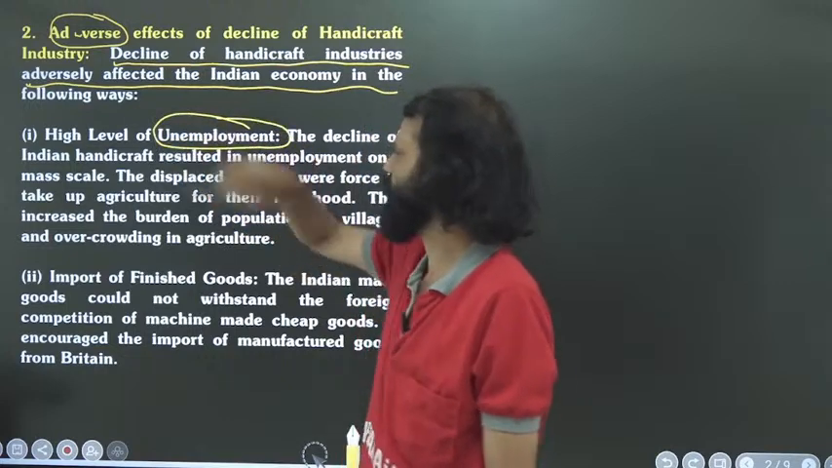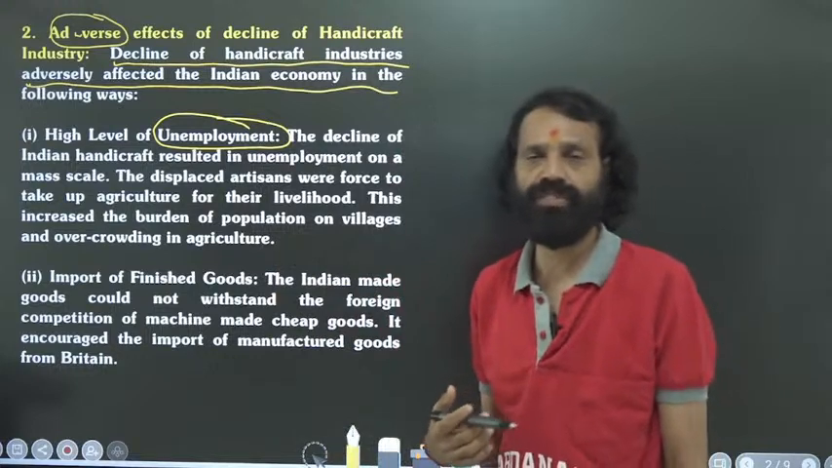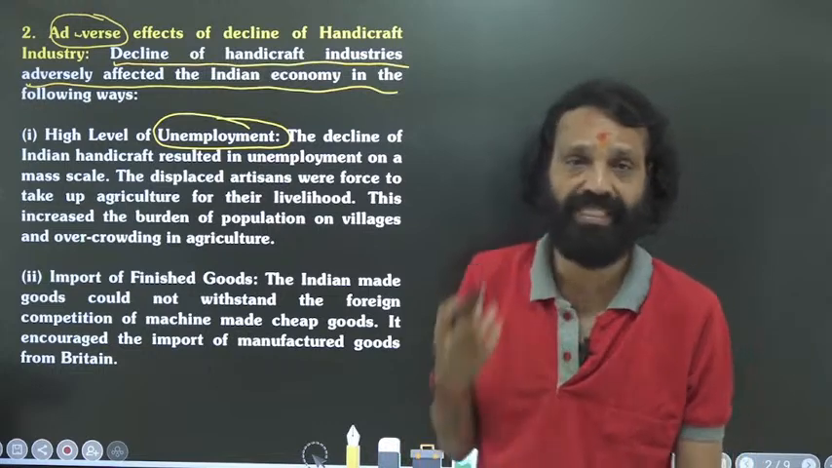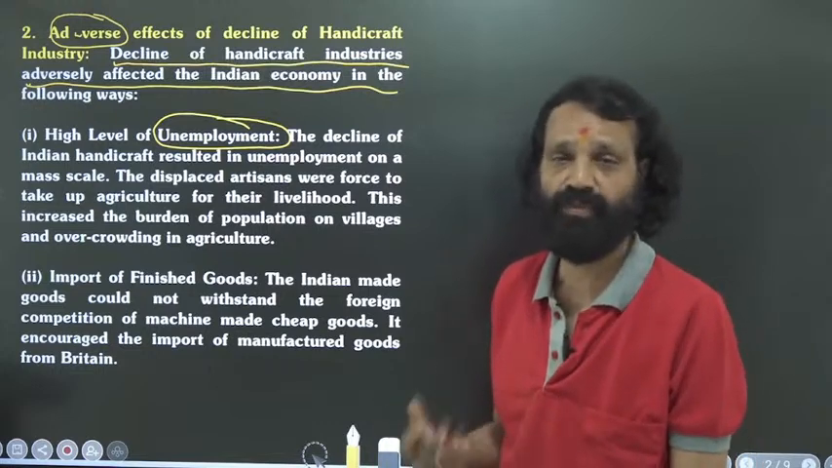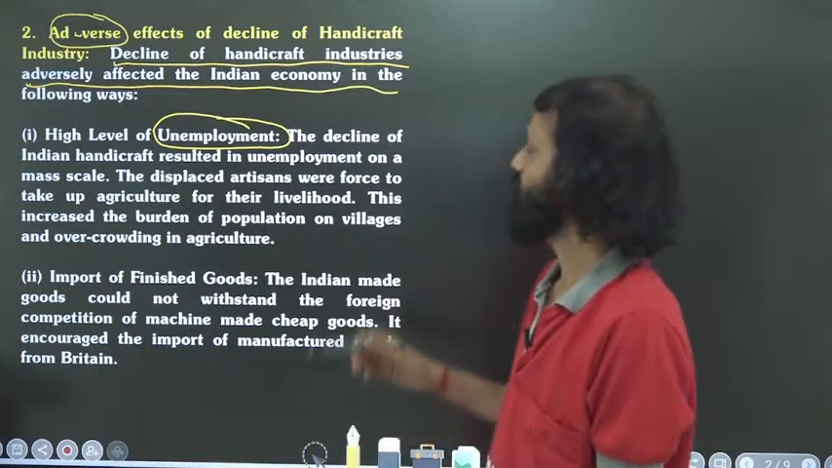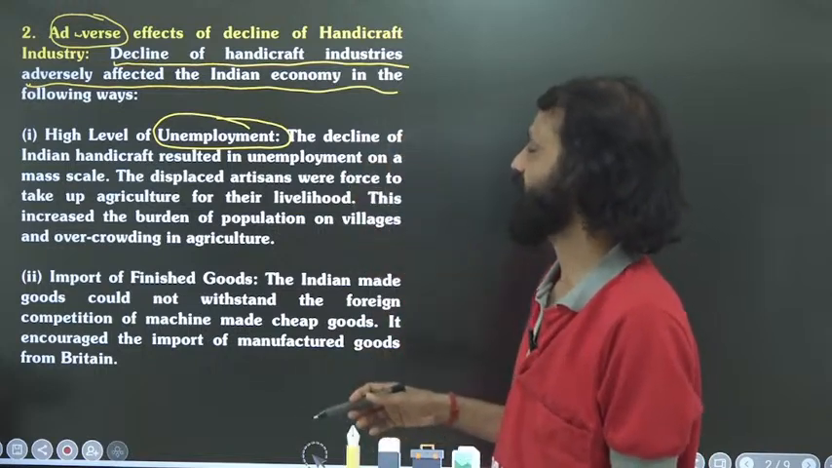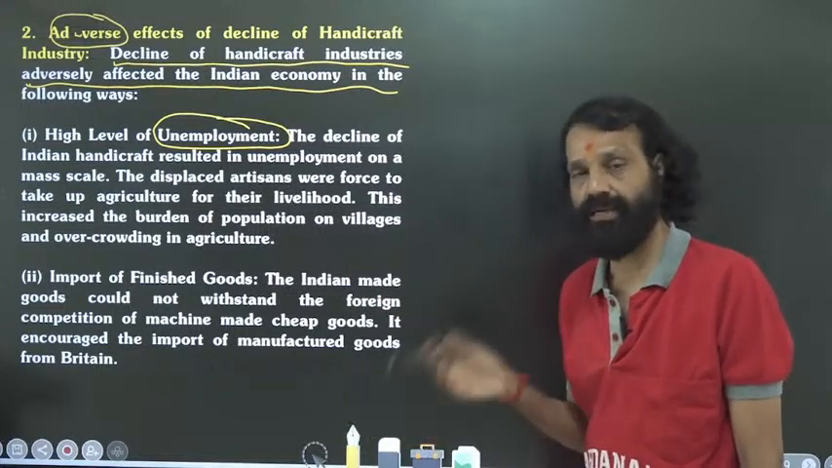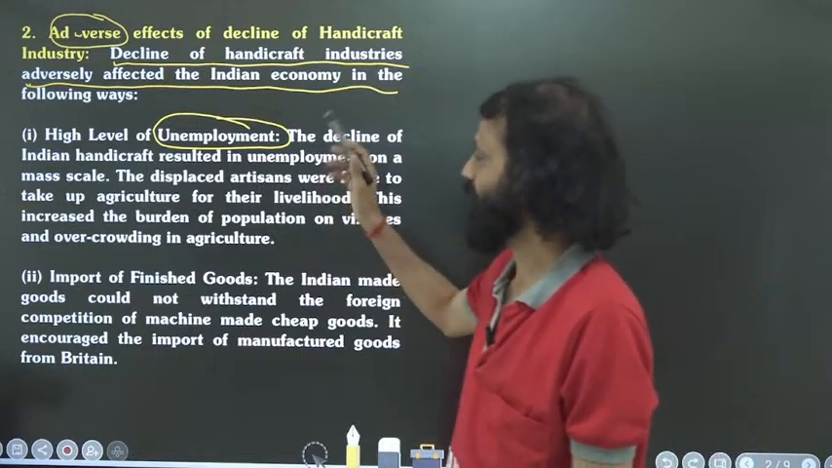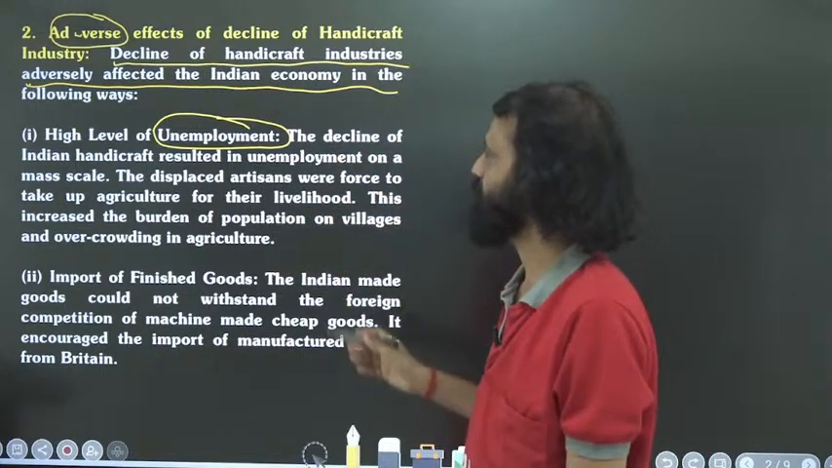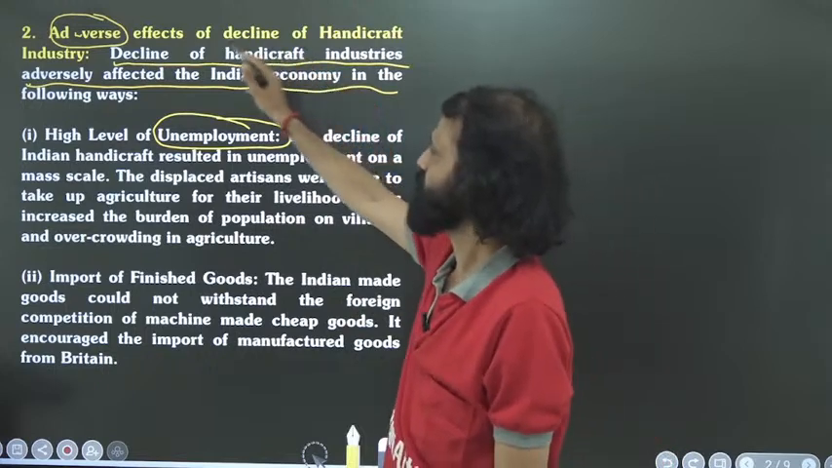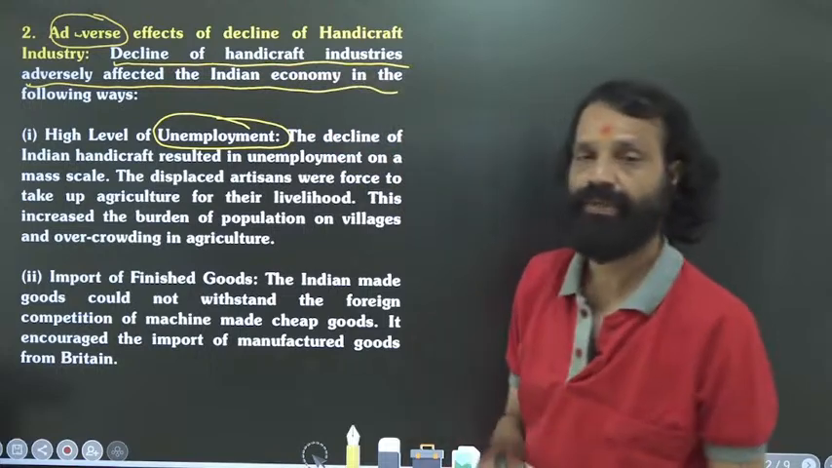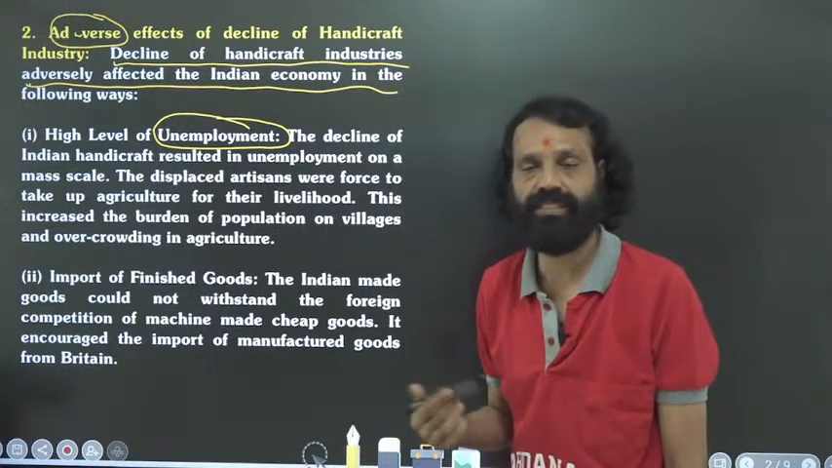Many people lost their employment. Many people were working in the field of handicrafts industry. Artisans were there, expert people were there. Only because of the new tariff policy and the British government's new economic policy, many people experienced unemployment, because the handicrafts industry declined only because of the new tariff policy by Britishers.